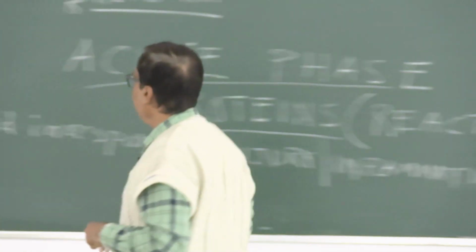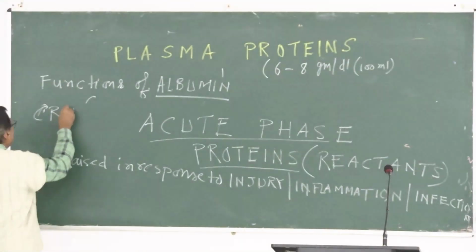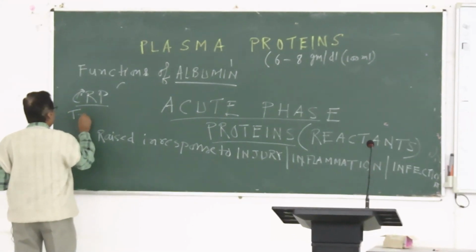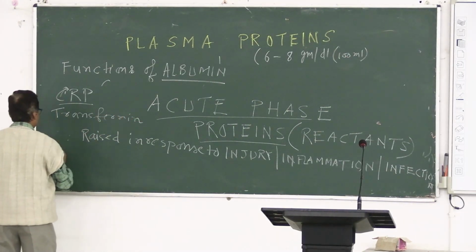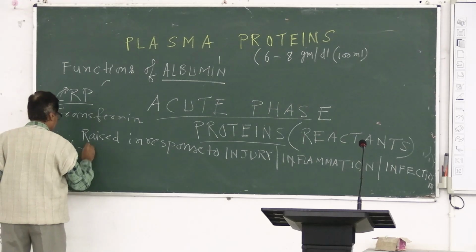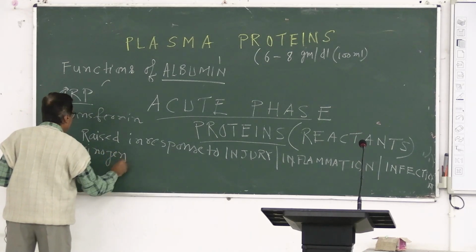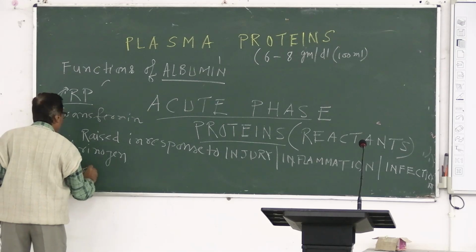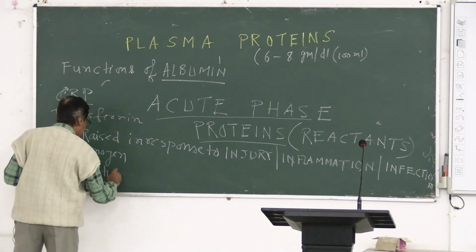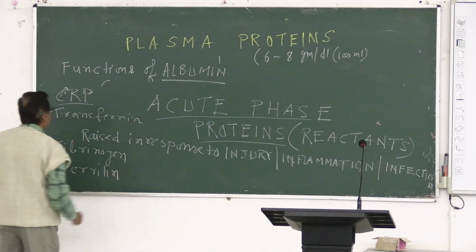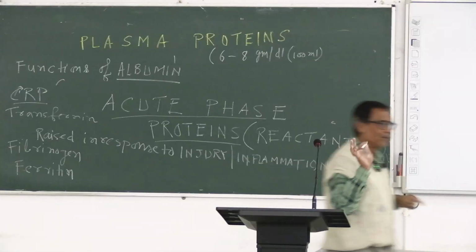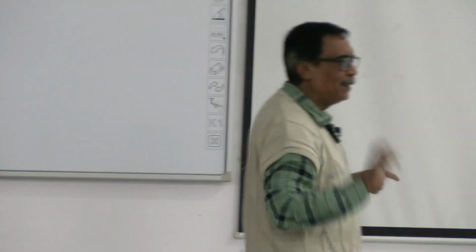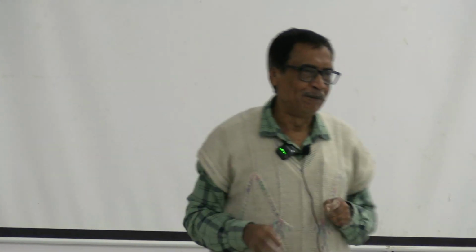What are those proteins? Very common proteins, always asked, are C reactive protein, CRP, transferrin, even fibrinogen, the clotting protein, ferritin. Ferritin is a storage form of the iron, a storage protein. CRP, transferrin, fibrinogen, ferritin, and lots of proteins. These are the common proteins. Very common is the CRP, that means C reactive protein. C means C.